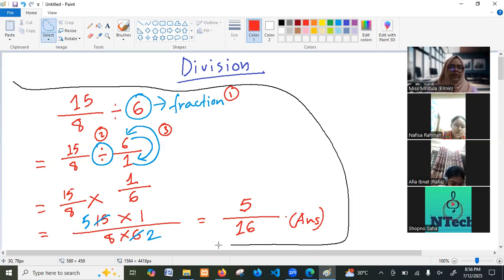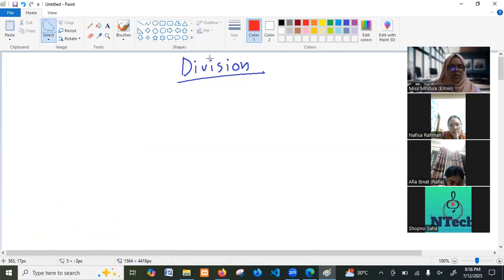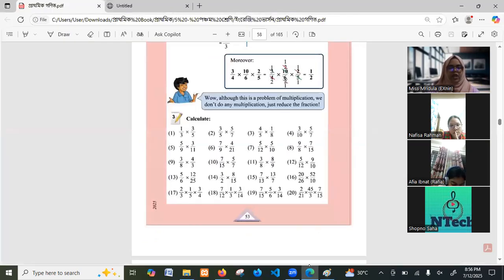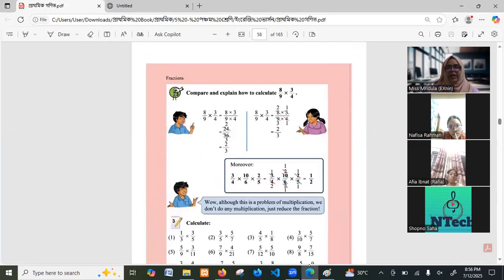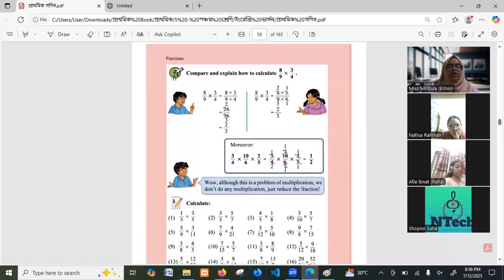Okay, so far we have learned up to this only. Let's see what we have. So we are now on page number 53. Okay, we are going to start from here.